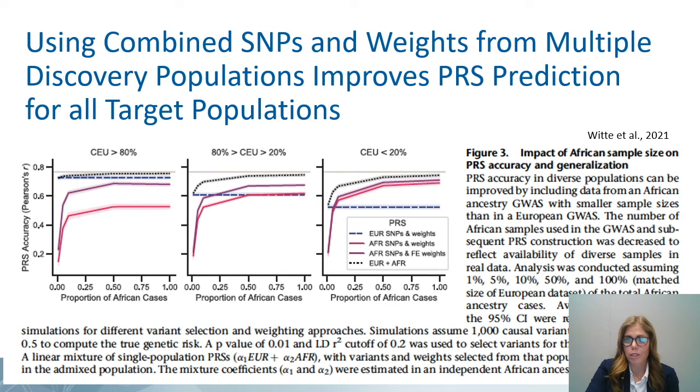There is also some research to show how this can be improved, and generally speaking, that is using combined SNPs and weights from multiple discovery populations. That can improve the polygenic risk score prediction for all populations pretty well, but it will have the most impact in this case on an African population. So you'll do better for everybody if you use combined SNPs and weights from multiple populations, but you can do the best, where there's the greatest improvement, you could say, in the prediction accuracy for quote-unquote African populations.